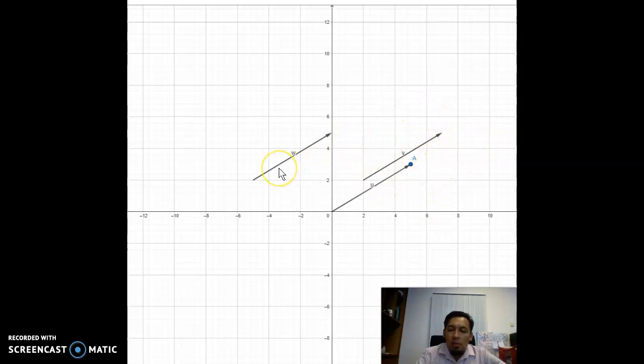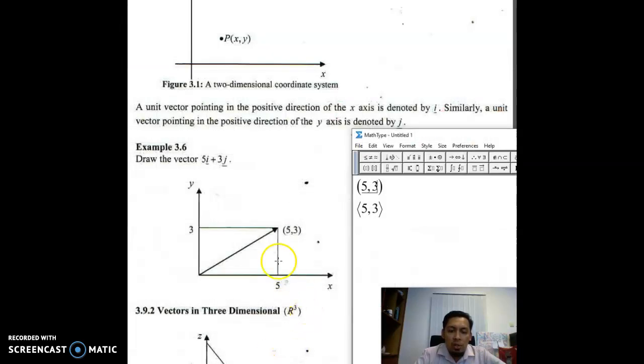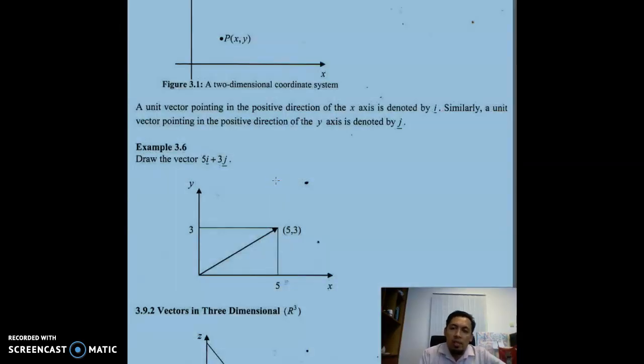As for this one, because it starts at negative 5 2 here, right, the vector 5 3 should be at this area where it is pointing up to 0 5, right, the difference of 5 and 3. I hope that you get the idea. Vector is not the same as coordinate. Okay, in vector it does not show the location, it actually shows the differences of x and y.